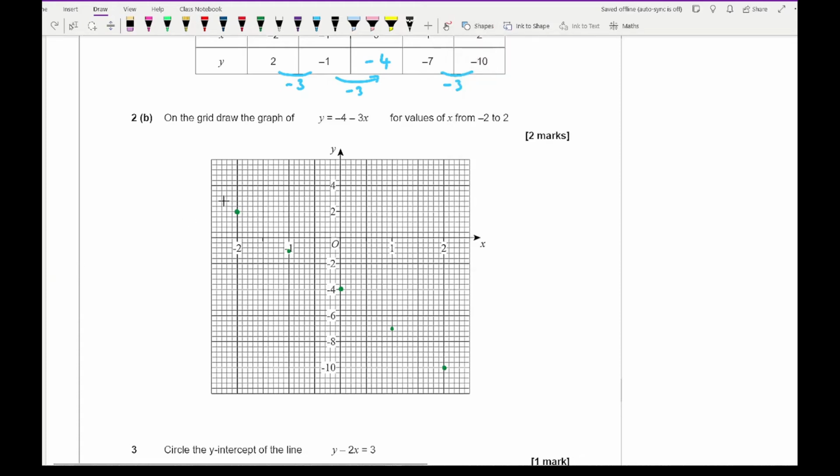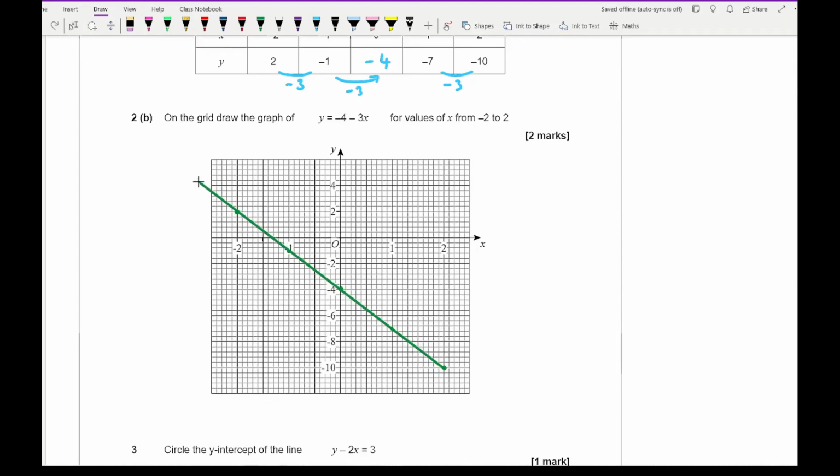Now again, this is going to be incredibly awkward for me to do. Now you do need to make sure that you go through each of the points, and I would say always try and extend your line where possible, but the question is asking from -2 to 2, so let me just make sure that that is as accurate as I can make it.